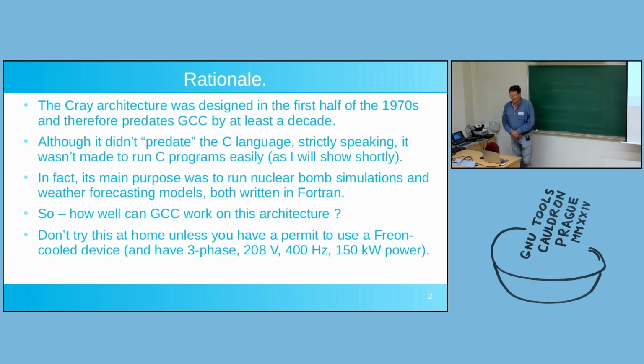The CRAY architecture was designed in the first half of the 1970s, therefore predates GCC by at least a decade. So we know for sure that in the design of this architecture, GCC didn't play a role, say, to having a free compiler. And although it didn't predate the C language, strictly speaking, because that was also developed in the early 70s, it wasn't made to run C programs easily, as I will show shortly. In fact, its main purpose was to run machines that do nuclear bomb simulations and weather forecasting models, all written in Fortran.